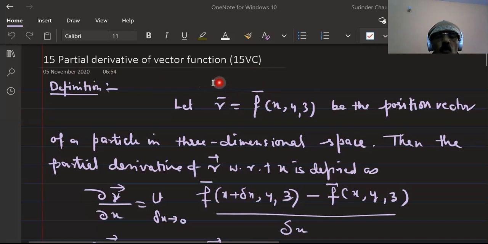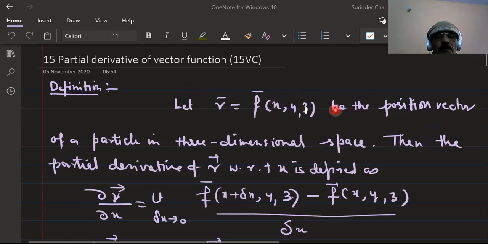The basic concept is the same as we have discussed in differential calculus, the partial derivative of a scalar point function. The formulae are the same as discussed in differential calculus, and only the concept of direction will be taken care of while finding the partial derivative of a vector point function or a scalar point function.